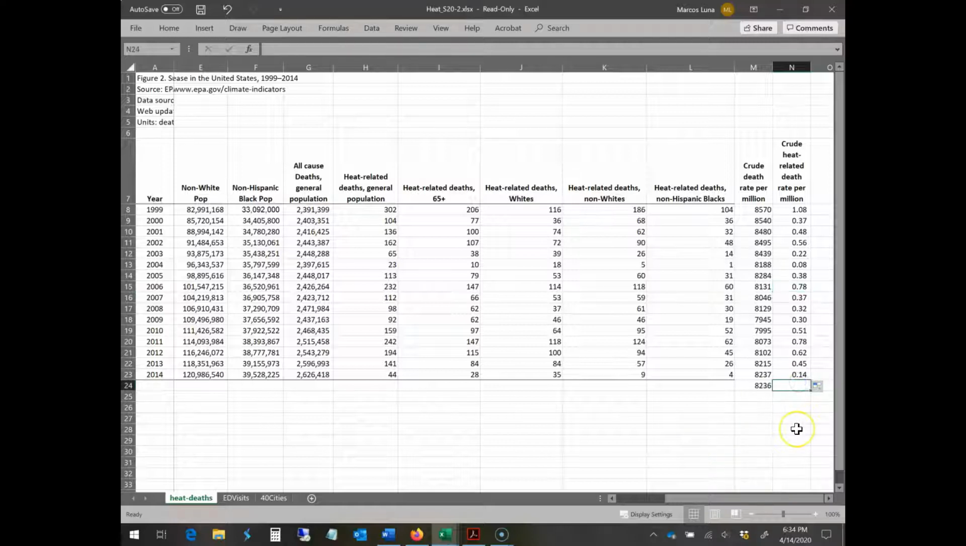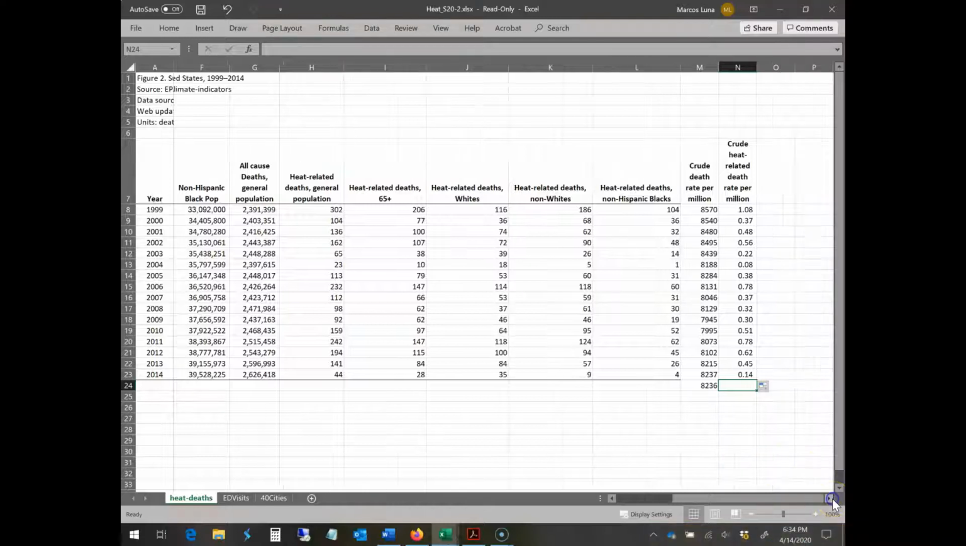And again, we can do the heat-related death rate per million for the whole time period like we did for the total death rate by summing up the deaths and summing up the total populations over that time period. I'm going to let you do that, though.